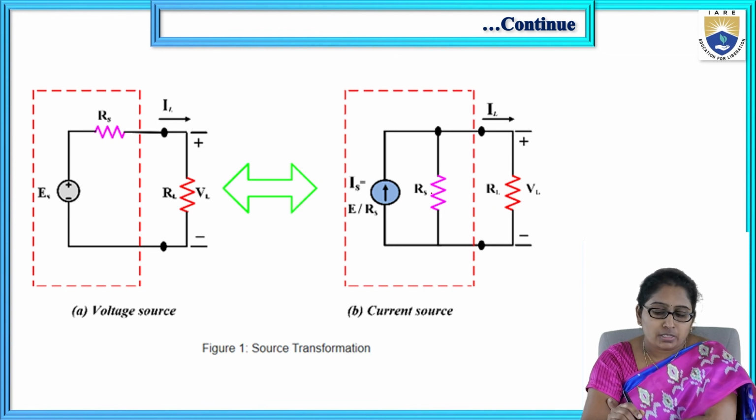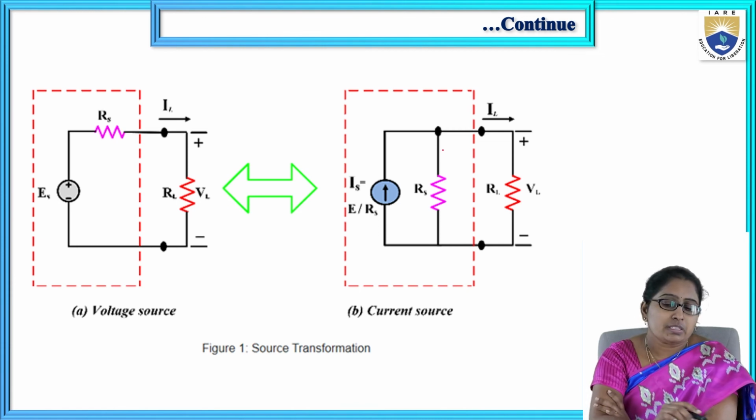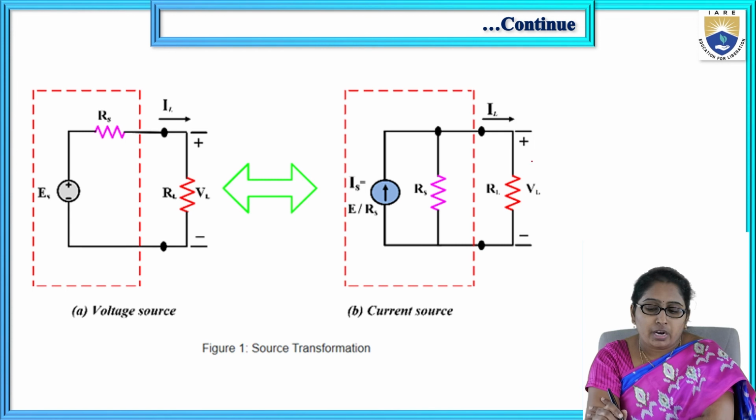Now, converting this given voltage source into a current source. How do we get the equivalent current source? In the current source equivalent circuit, there is a current source with a parallel resistance. The magnitude of the current source is given by the voltage source magnitude E divided by its internal resistance Rs, so E by Rs. The parallel resistance value is the same as the internal resistance of the voltage source, and the load resistance is kept as it is.